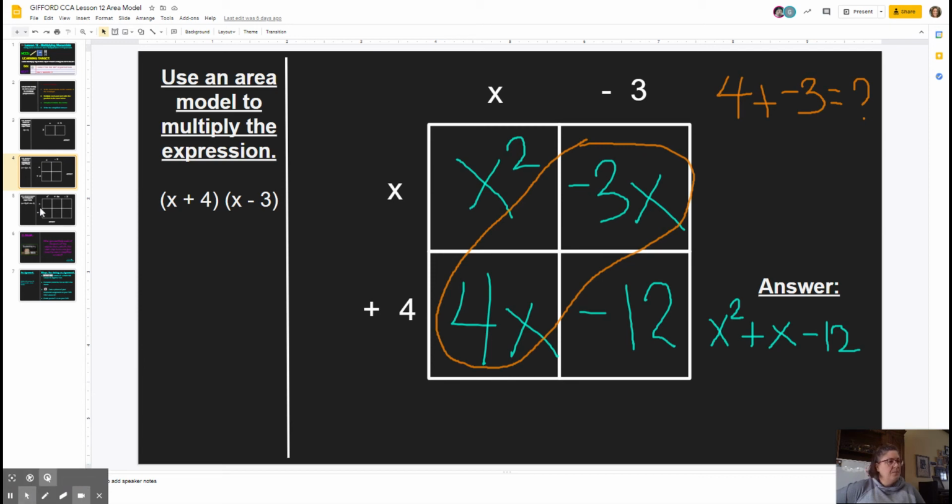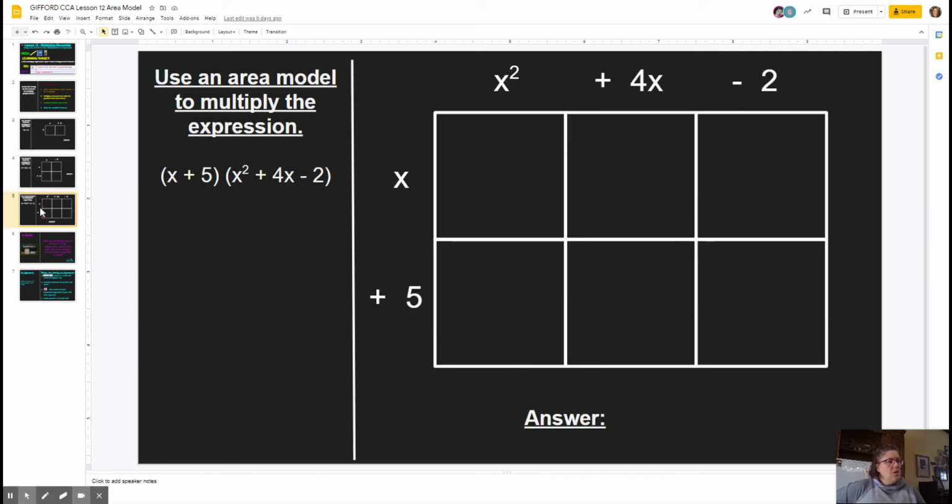All right, last example. So we're going to show the product of x plus 5 times the quantity of x squared plus 4x minus 2. So again, go ahead and copy what you see on the screen. And here you see that we have 6 squares. That's because we've got a binomial, 2 terms, and a trinomial, 3 terms. So again, take a moment to copy that one down and then we'll work through it.